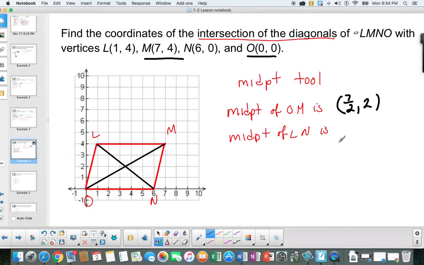Now let's do the same thing for LN. I'll go ahead and put it in a different color, L and N. And I'm going to add up the two x's and then divide by 2. Add up the two y's and divide by 2. Now I really only had to find one because we know the other one has to be the same as well.